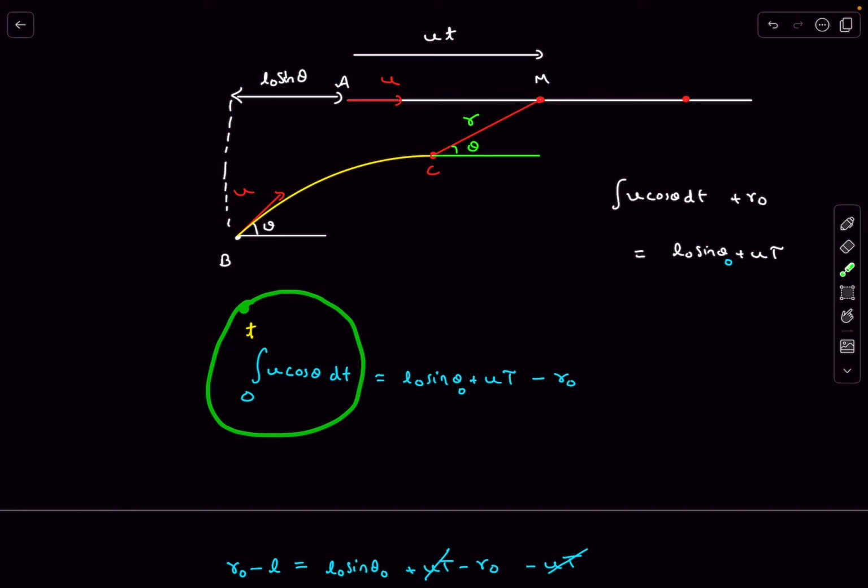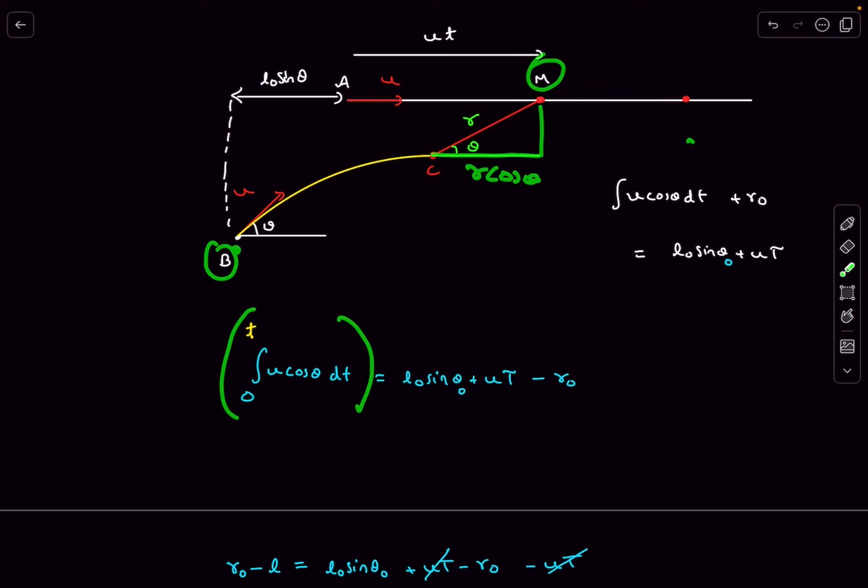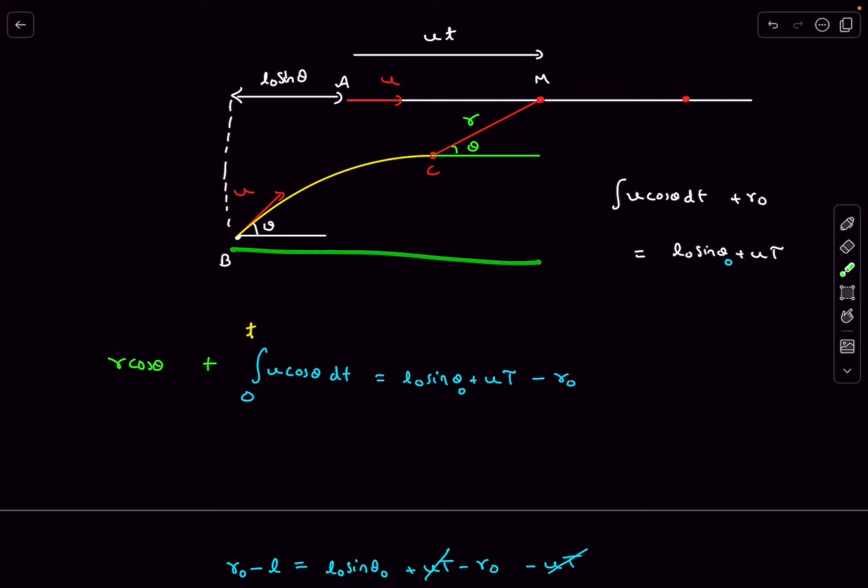Integral u cos theta dt from 0 to small t will give the horizontal displacement bc, okay? This distance is what integral u cos theta dt will give us. So this displacement plus r cos theta is equal to bm, that is the distance between b and m. So if I add another distance of r cos theta to our integral u cos theta dt, I'll get the bm distance.